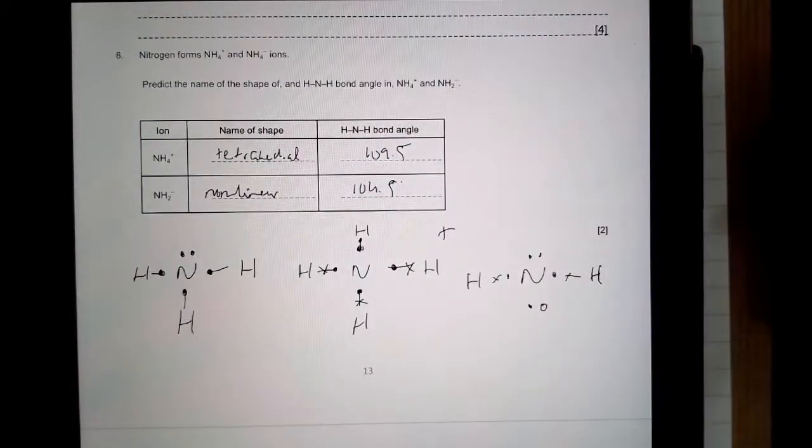If you need help with drawing those electron shell diagrams, those dot and cross diagrams, particularly the ones that include dative covalent bonds, then go back and watch the other video that I made where I go through that in a lot more detail.